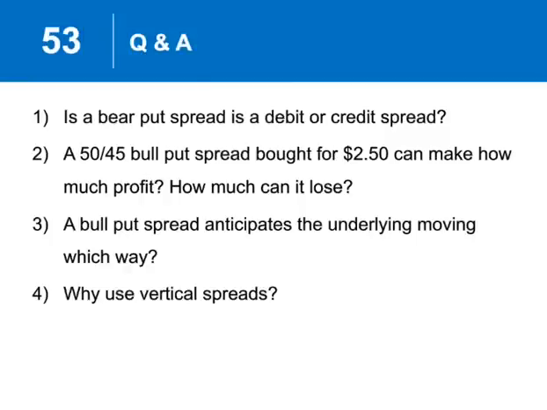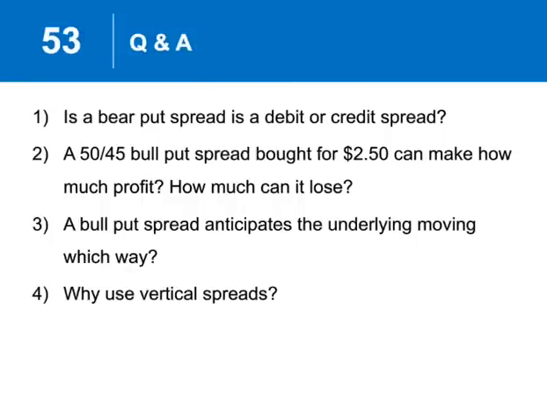A bull put spread anticipates the underlying moving which way? When you think puts, and this is where options sometimes get confusing, you generally think of the underlying going down. But when we're talking about a bull put spread, bull's the key. The bull put spread means that we're going to sell the higher strike put and buy the lower strike put, and therefore we're looking for the underlying to rise. That's the direction we're looking for with a bull put spread. And why use vertical spreads?